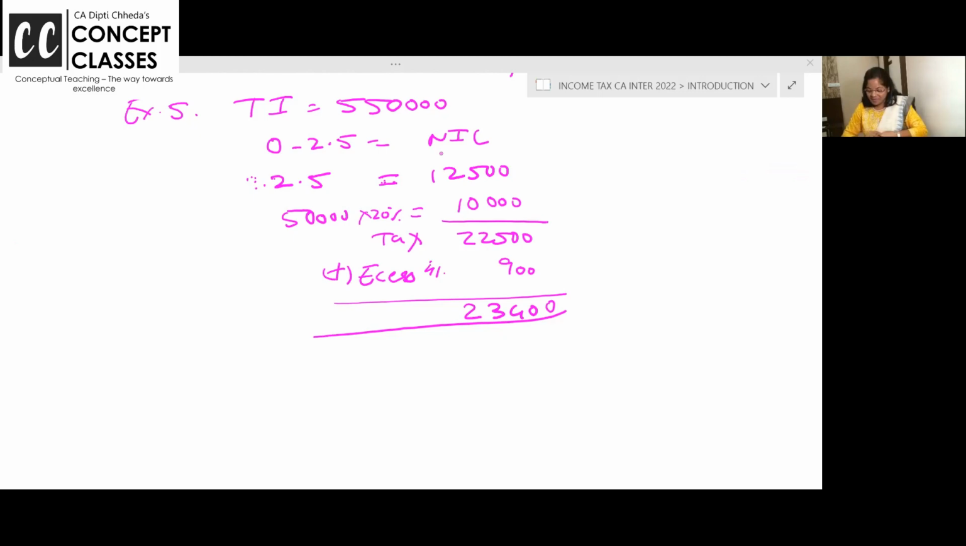Okay, send me a message or unmute and ask your doubt. Do you have any doubt or all of you followed? The whole class got the answer correct? Then वाह वाह क्या बात है.